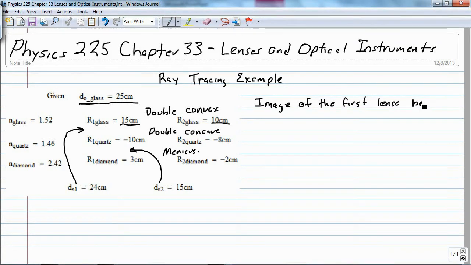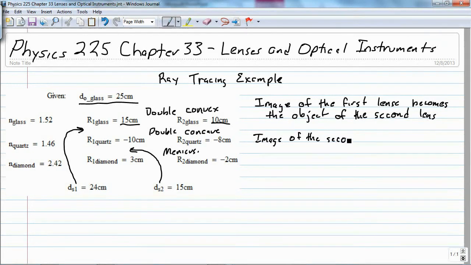Will become the object of the second. And then the image of the second lens becomes the object to the third.